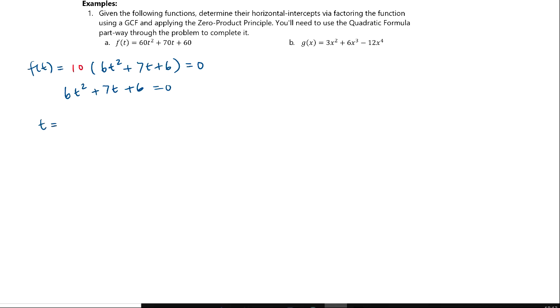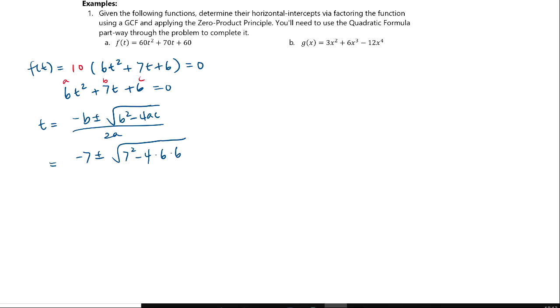And just a reminder, t is equal to negative b plus minus square root of b squared minus 4ac all over 2a. It doesn't matter what the input is here, the input is t. And now if we plug everything in, negative b is negative 7 plus minus square root of 7 squared minus 4 times coefficient a, which is 6. That was the first 6, right? That's a, b, and c. And times c, which is also 6, coincidentally. And this is all over 2a, so 2 times 6.